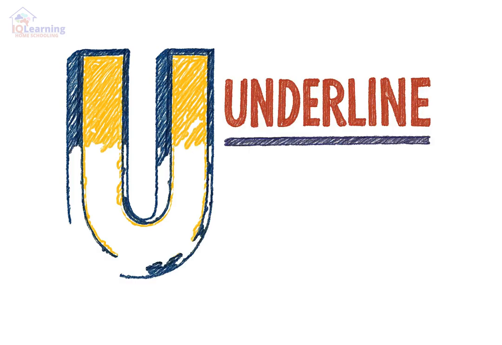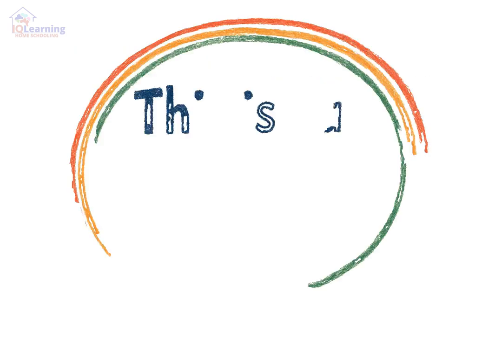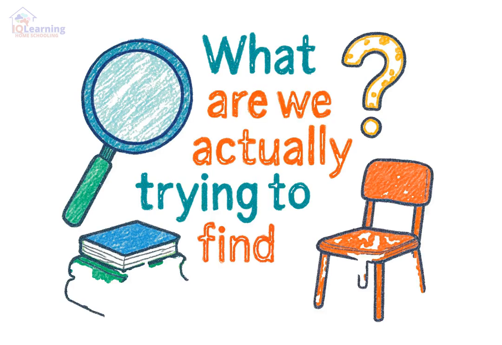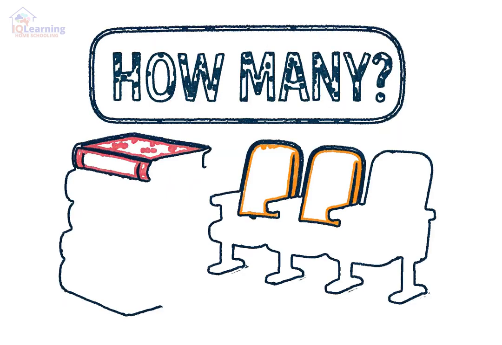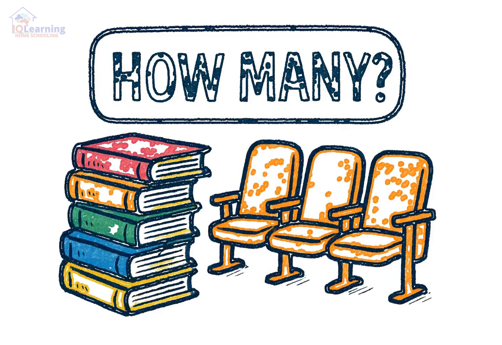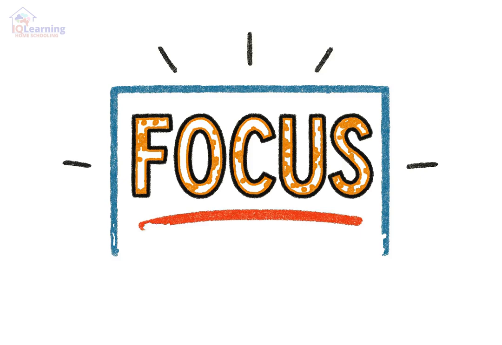Next, U is for underline the question. This is our mission. What are we actually trying to find out? How many books are there in total? Or how many seats are empty? Underlining it keeps us focused on the goal.